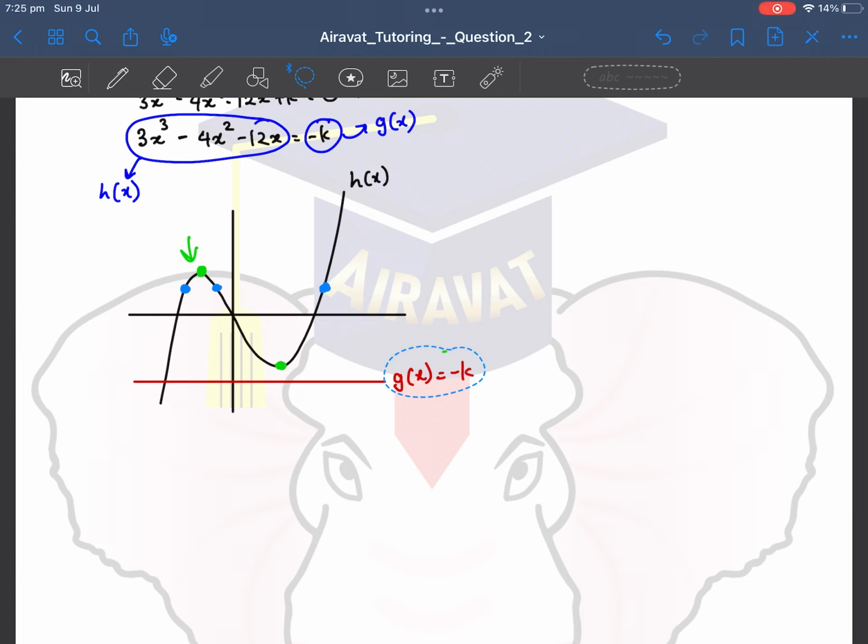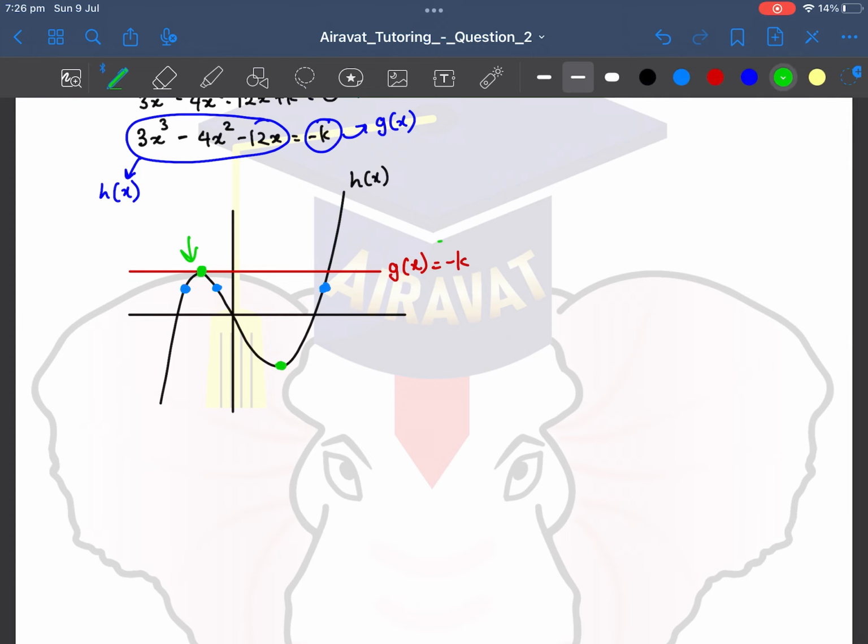So, and similar for 3 solutions. 3 solutions occur when it's between these two y values, right? And that's why I'm going to find the y values, or the k values, for which there are only 2 solutions. So let's get into that.